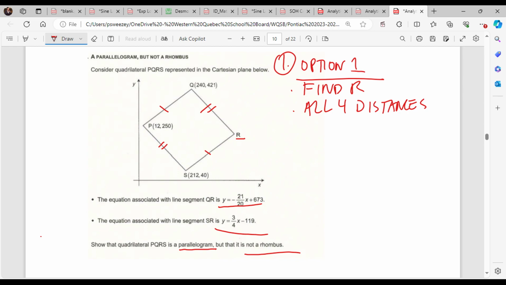So just put your pencils down for a second. I just want you to think about it for a second because I want you to choose one. I don't want you to write down bullets. I want you to choose one of these ones here. So option one is find R and then find all four distances around.